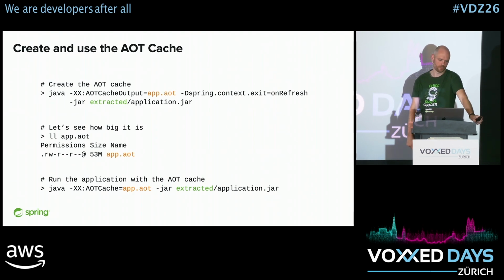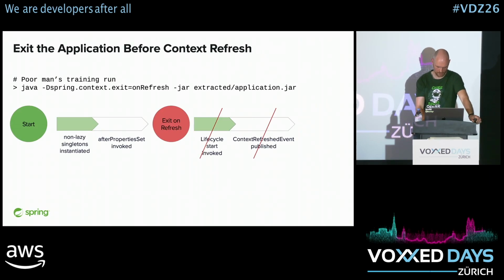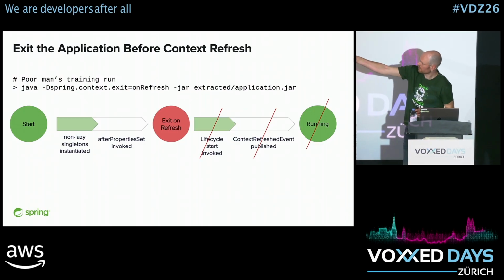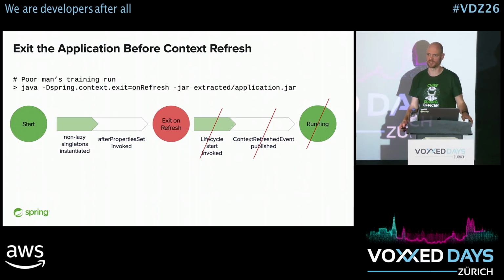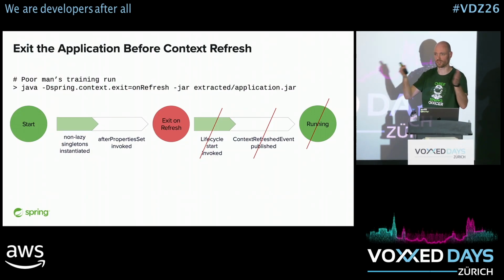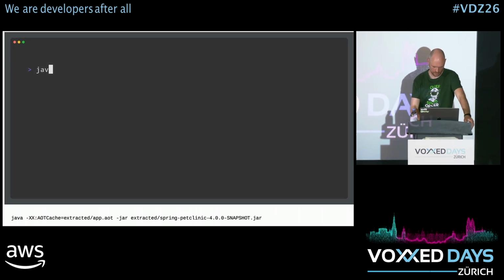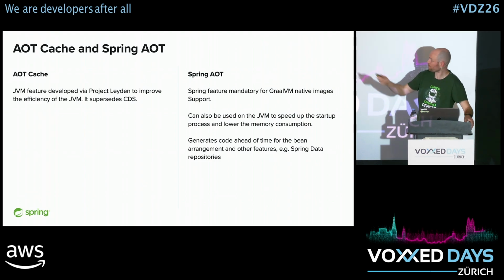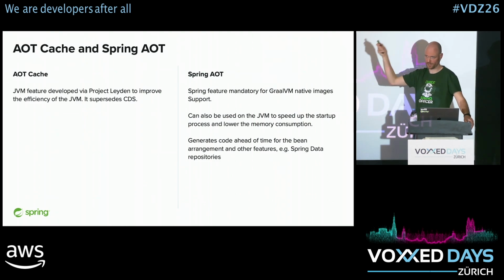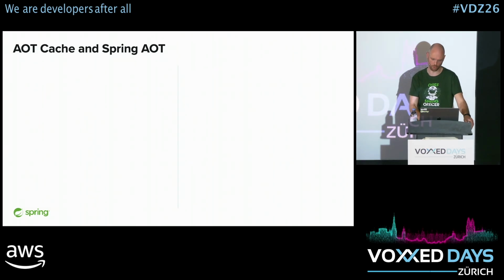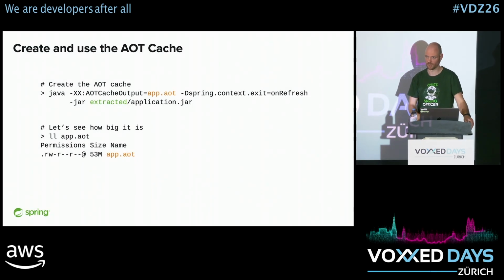It depends on whether you wired your lifecycle stuff correctly. If your application is essentially doing something in here, then it will be invoked and your code will crash. But if you implement the lifecycle method, the start method, then it won't be executed and your code won't crash. So this is the trade-off here. But besides that, it starts up your application to a certain point and then it just stops. Spring AOT has real trade-offs, like it freezes the bean arrangement, but the poor man's training run does not. You can just use it.